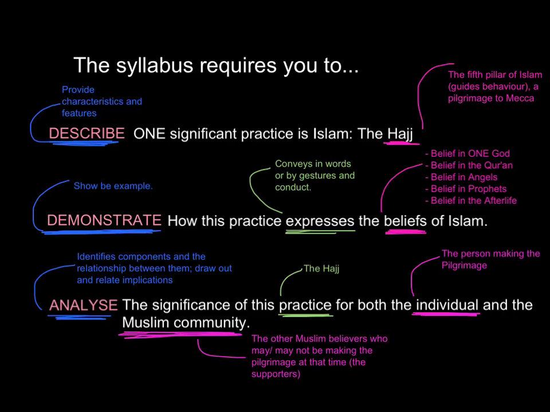Firstly, on the individual, so the person who is actually making the pilgrimage, but then also what is the relationship or impact of the Hajj on the Muslim community? So the other Muslim believers who may or may not be making the pilgrimage, the supporters of the other individuals, or just the people of the Muslim community. So these are the three outcomes that you must be able to achieve by the end of your study.